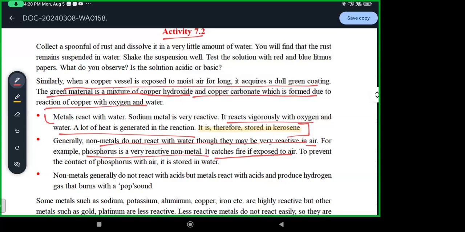Okay, if phosphorus is exposed to air, it can catch fire. To prevent the contact of phosphorus with air, it is stored in water. Okay, so that it directly doesn't come in contact with air. Some of them are stored in kerosene, some of them are stored in water.